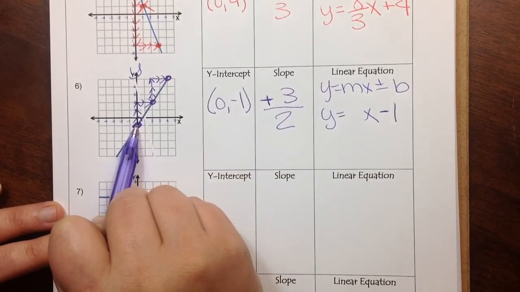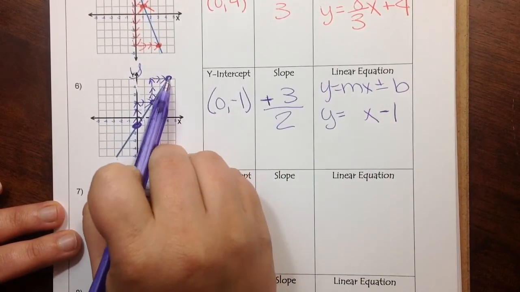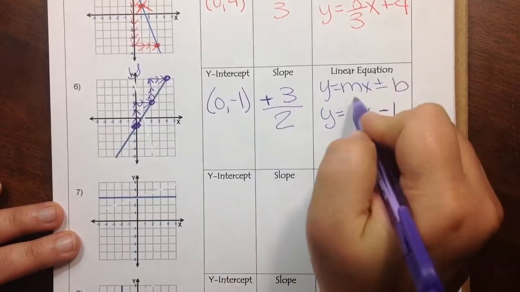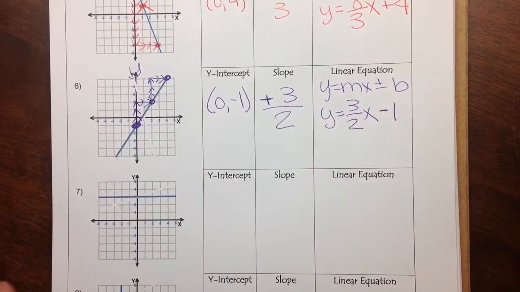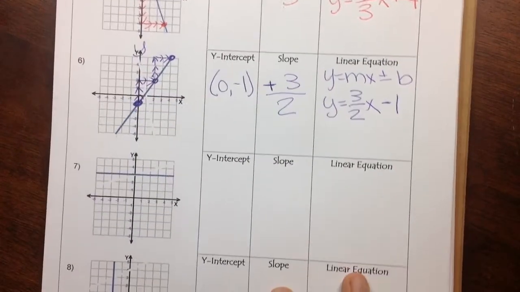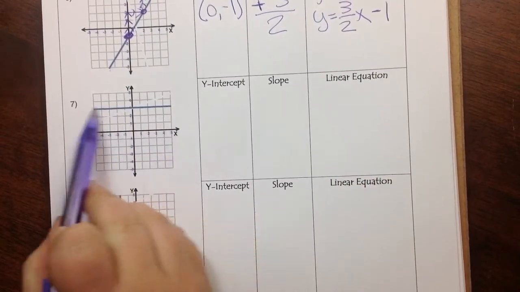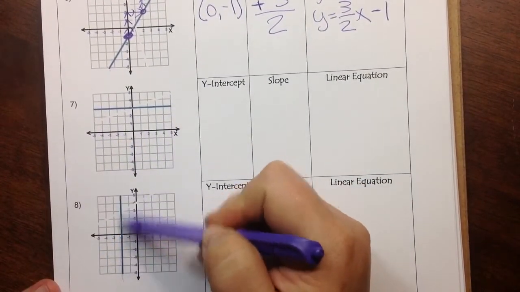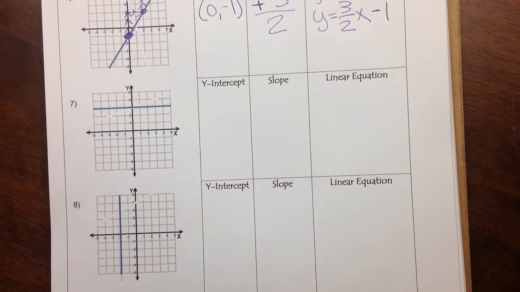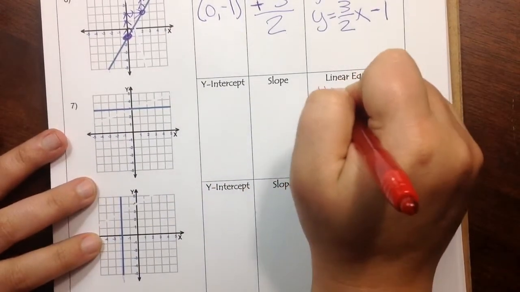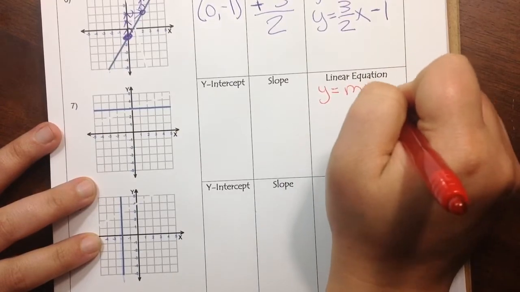The quarterback was on the negative 1-yard line. It threw him the ball and he caught it. So that 3 over 2 goes right here in front of the slope. Okay? So now we're going to do 7 and 8, which look very different. We have a horizontal line and we have a vertical line. So the first thing we're going to do is still write our equation. Y equals mx plus or minus b.